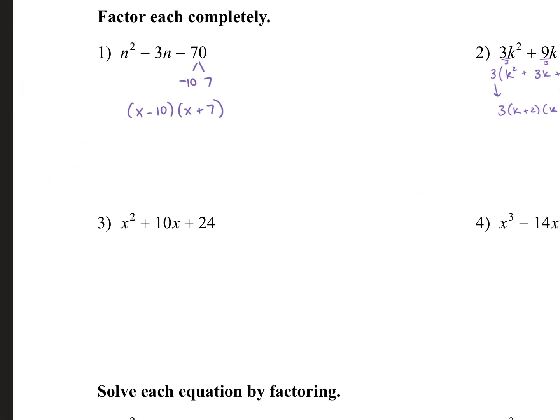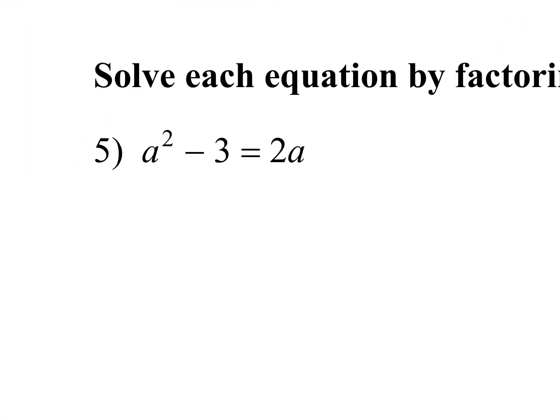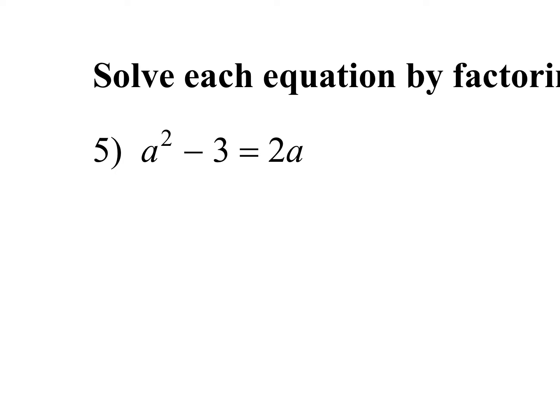All right, let's go to the next section. So number 5. Here we want to solve each equation by factoring. So what should I do first here? Minus 2a. We want to move everything to the other side and put it in standard form. So I have a squared minus 2a minus 3 is equal to 0.